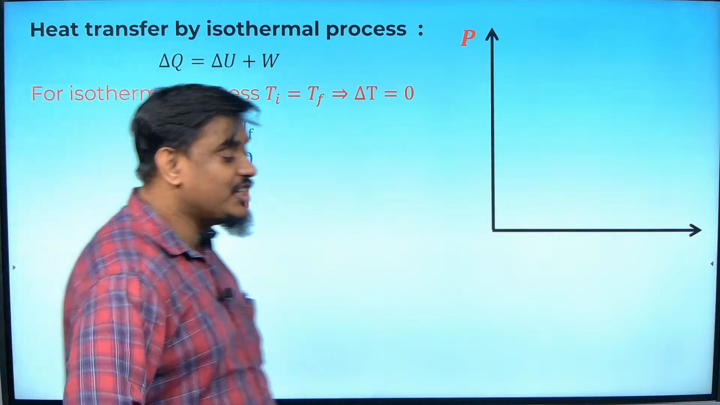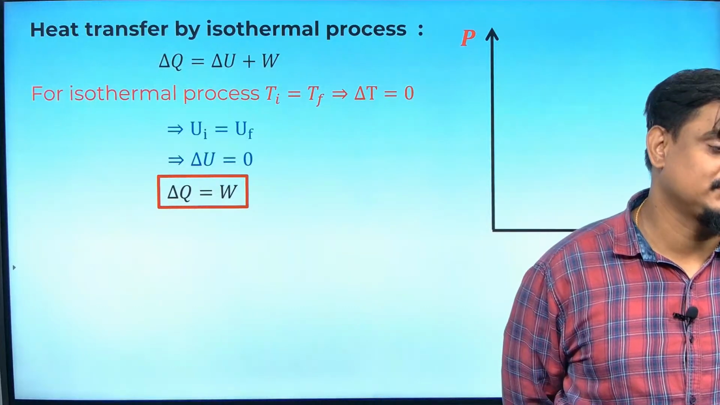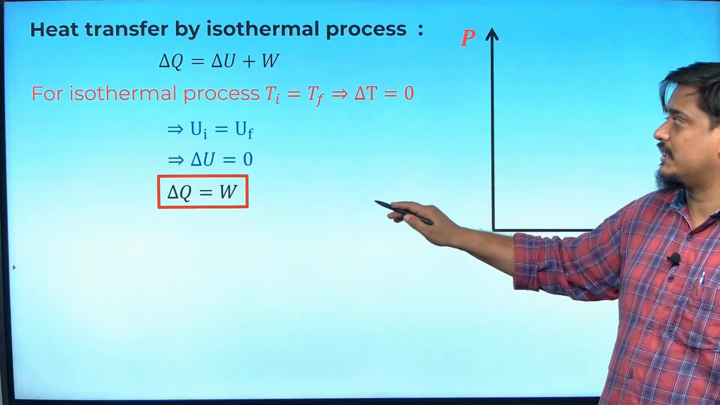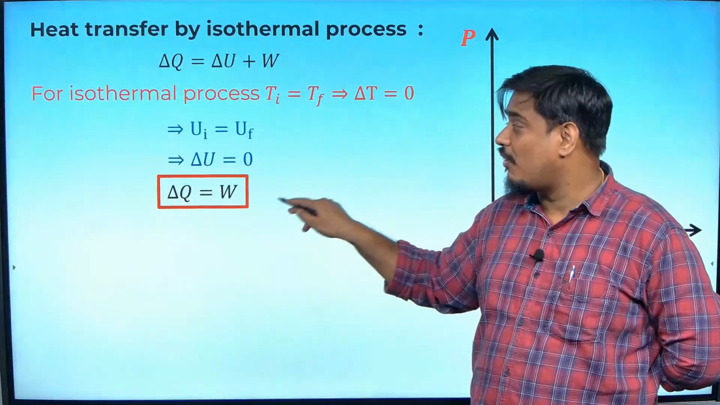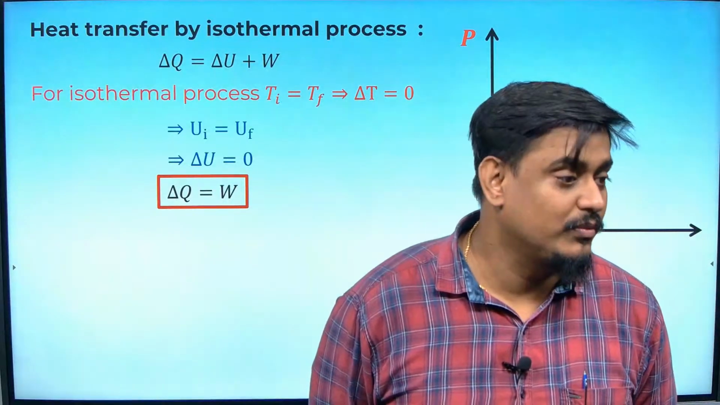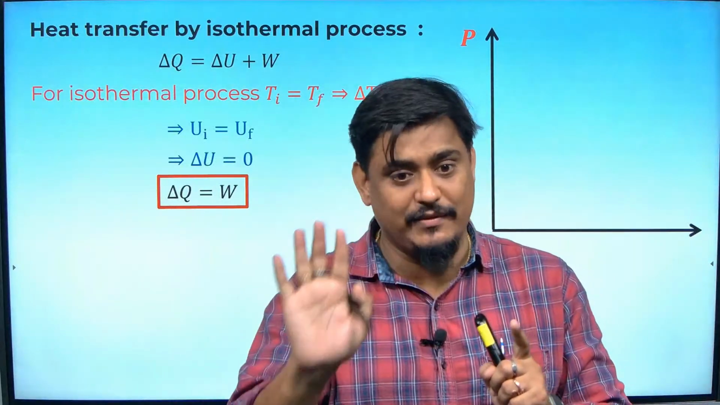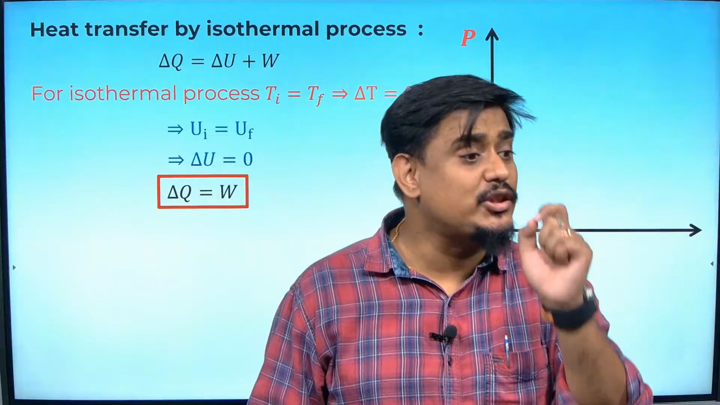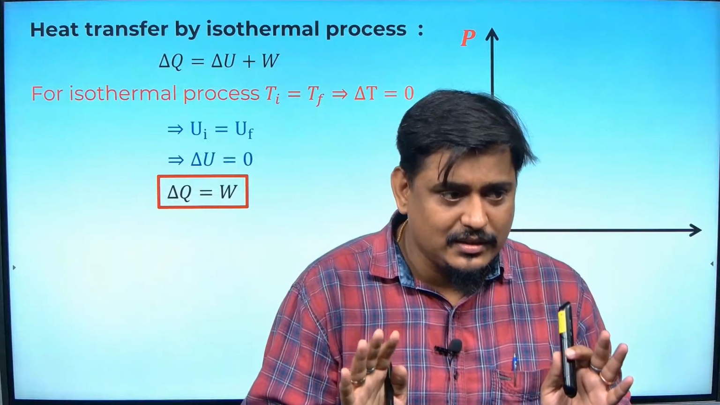If the temperature is remaining constant, then del U also will remain constant. Remember this. If U remains constant, Ui becomes equal to Uf, del U becomes equal to 0. So in the case of an isothermal process, del Q is P del V, that is W. In an isobaric process, del Q is equal to del U plus P del V. In an isochoric process, del Q is equal to del U. In an isothermal process, del Q is equal to del W. Are you getting? Remember this.